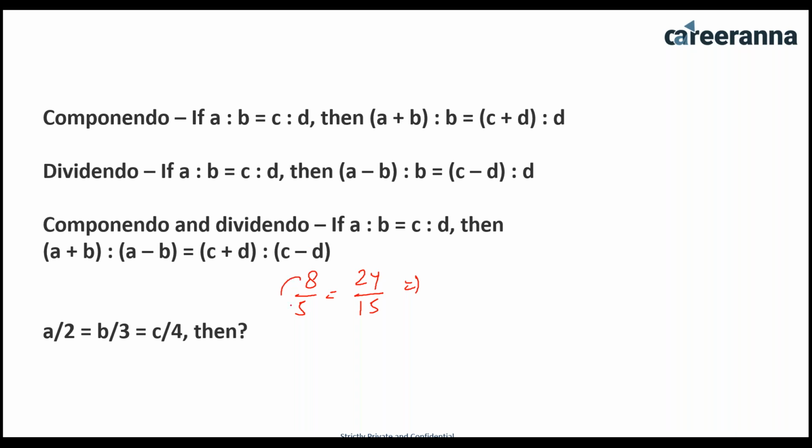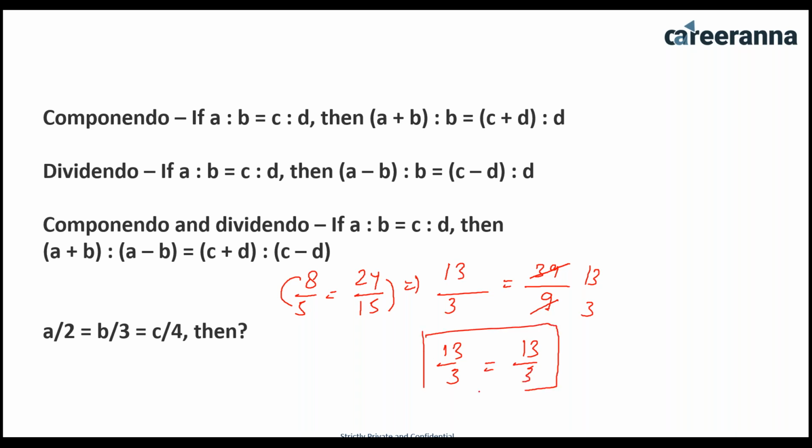A plus B is 13. A minus B will be 3. C plus D will be 39. C minus D will be 9. It is 13 by 3. If I cut it by 3, it will be 13 by 3. So this condition is satisfied. Is it clear to all?